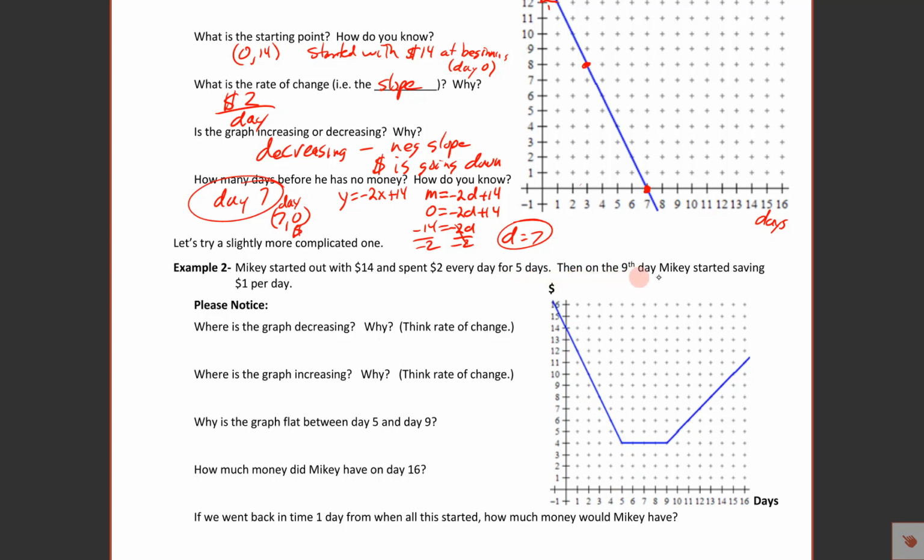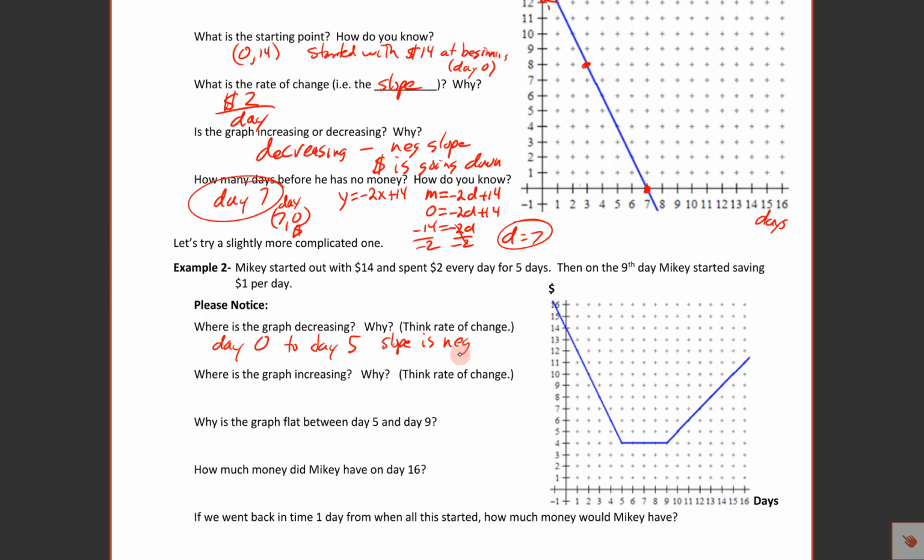And then it says on the 9th day he started saving $1 a day. So on the 9th day he started saving money, so his money started going back up. And it says this, where is the graph decreasing? In other words, where is the graph going down? So that's going to be from day 0 to day 5. And the reason we know that is because the slope of the line is negative.